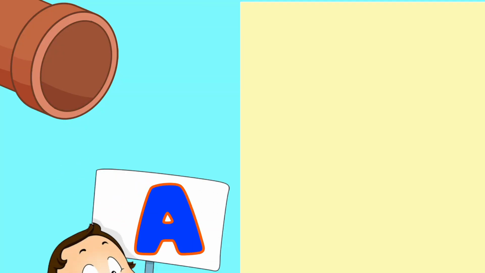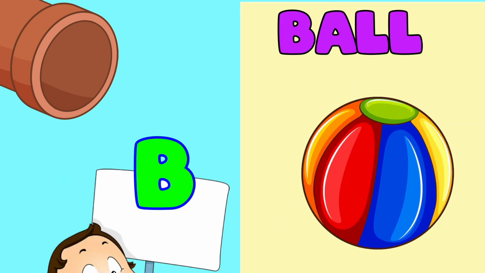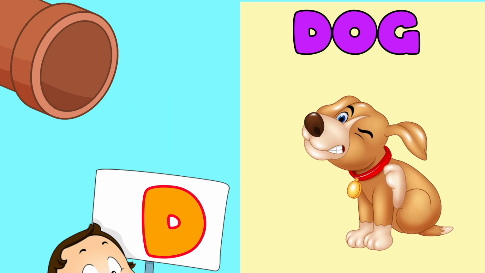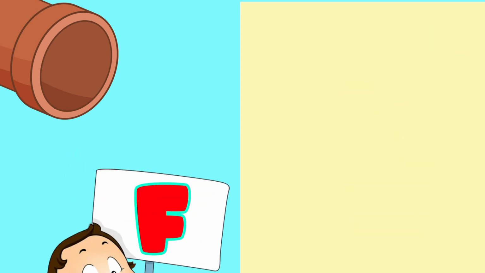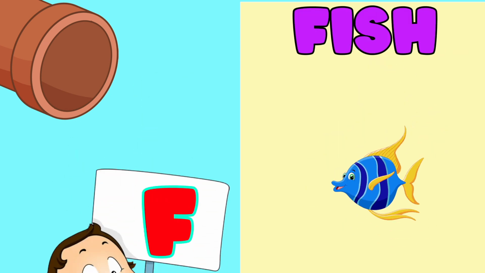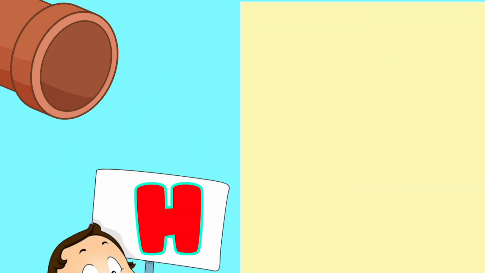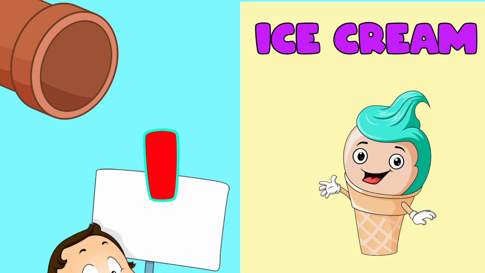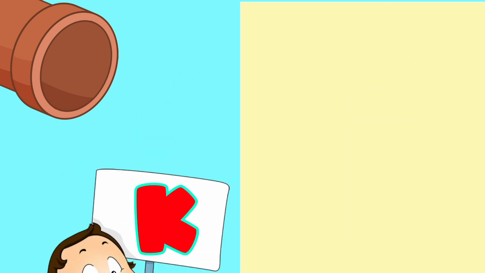Zookeeper. A, apple. Apple. B, ball. Ball. C, cat. Cat. D, dog. Dog. E, elephant. Elephant. F, fish. Fish. G, grapes. Grapes. H, hat. Hat. I, ice cream. Ice cream. J, juice. Juice. K, kite.